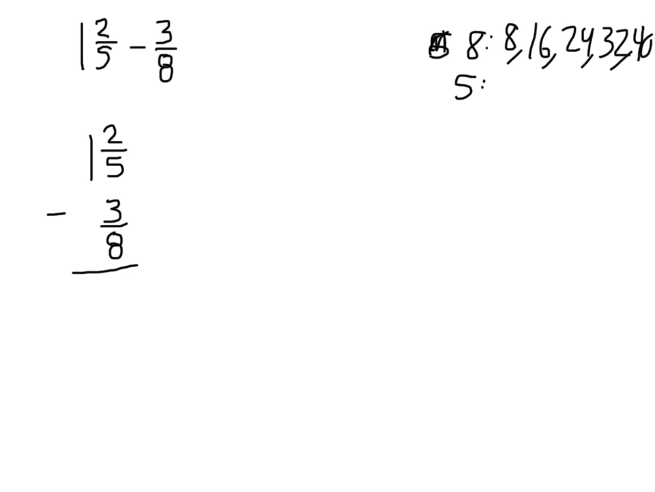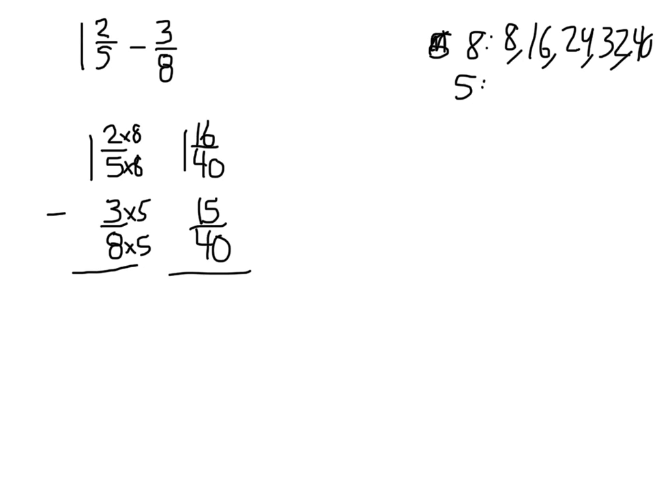So I'm going to multiply, well, the 1's going to stay a 1. And what times 5 is 40? Well, times 8. So do the top and the bottom the same. And I get 1 and 16 40ths. And on the bottom number, I need to multiply by 5. And I get 15 40ths.